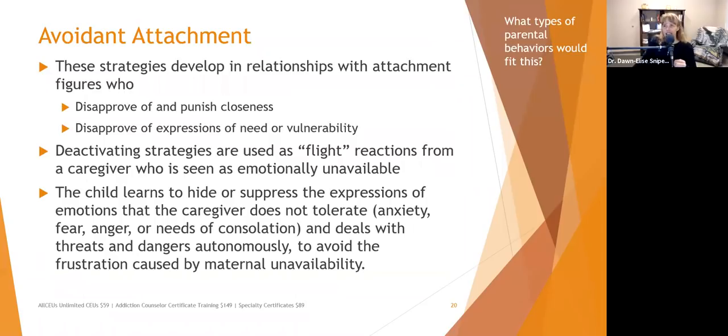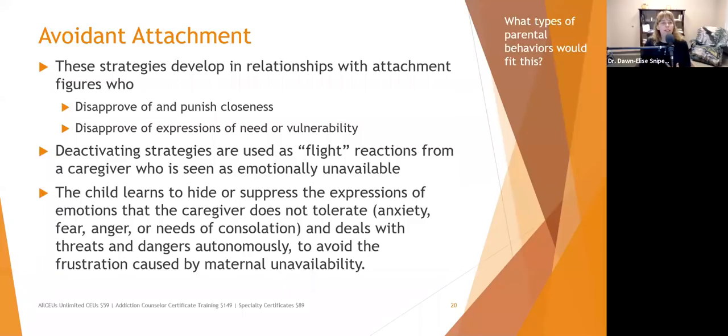In avoidant attachment, these strategies develop in relationships with attachment figures who disapprove of and punish closeness or disapprove of expressions of need or vulnerability. So you have the parent that doesn't ever want to play with Junior. It's always go away, I don't have time for you, I've got too much to do, or is just never home. Or the caregiver who, when the child cries, says, suck it up or I'll give you something to cry about. We've all heard those things.